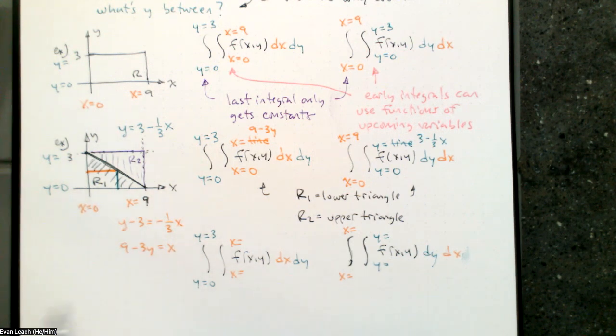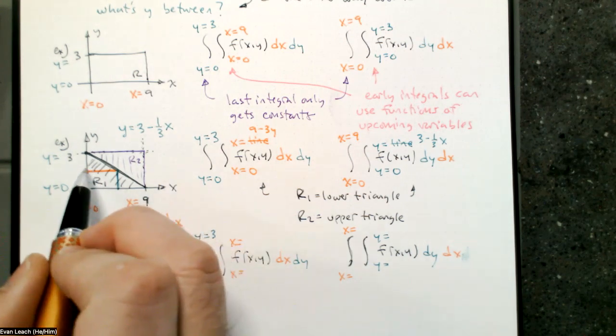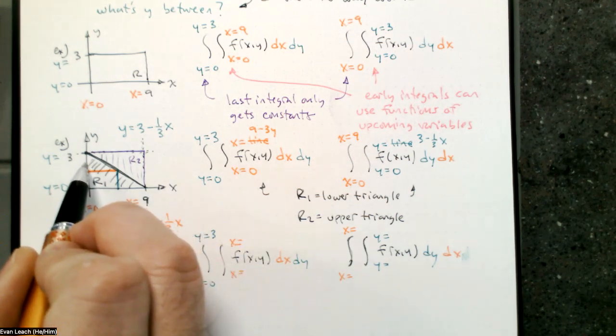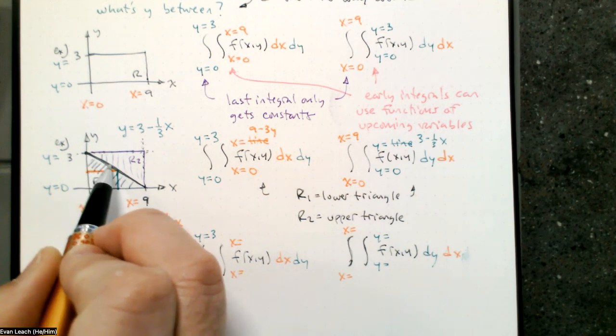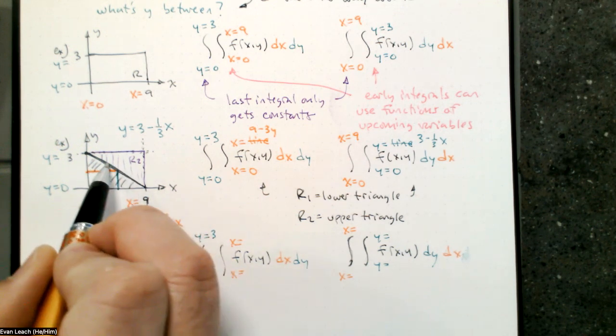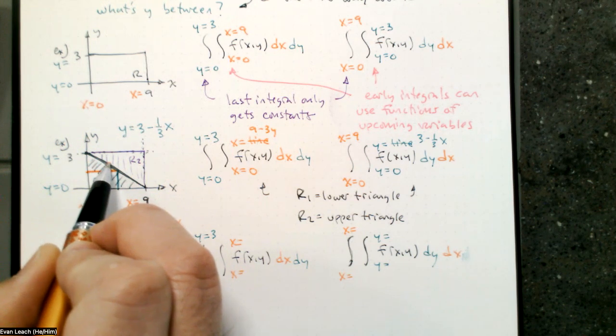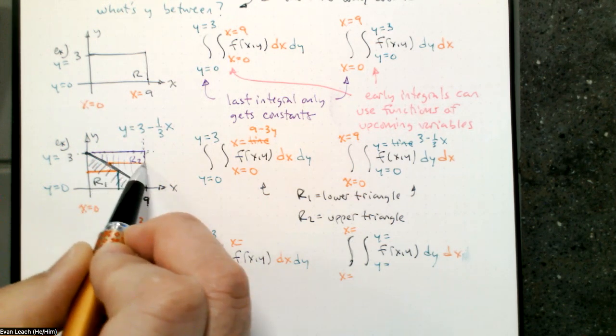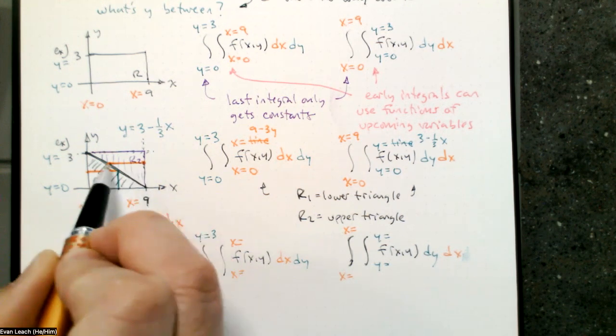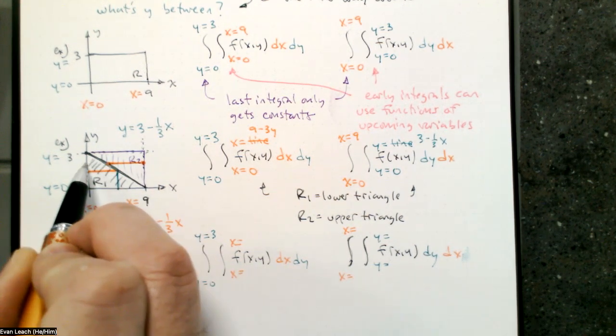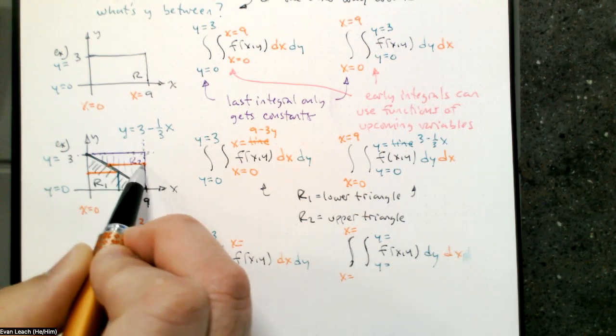Now, if we pick a typical value of y, we're going to be looking at a different starting and ending place for the x. Now we're saying, what does x go between? But this is in R2, that upper triangle. So if I pick this y value, I don't actually hit R2 until I get to the line. That's when the region starts, and the region ends when x gets to 9. So for a typical y value, we start at the line and end at 9.